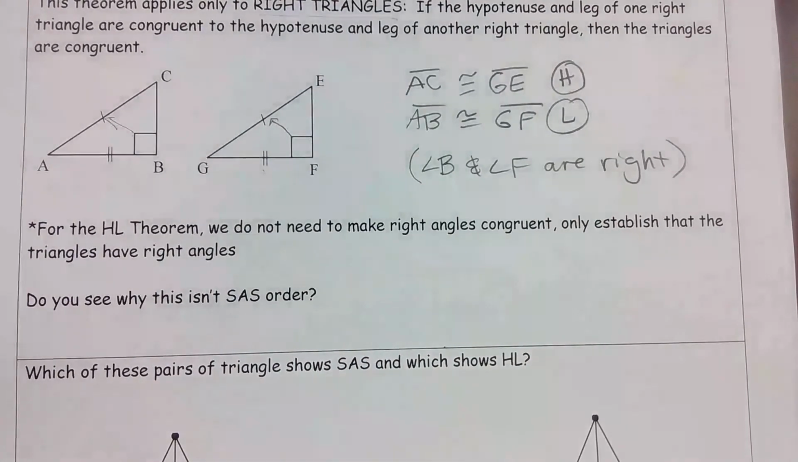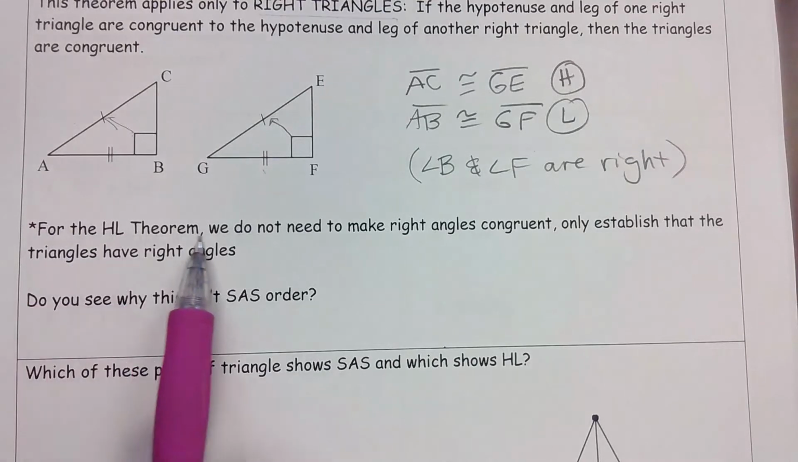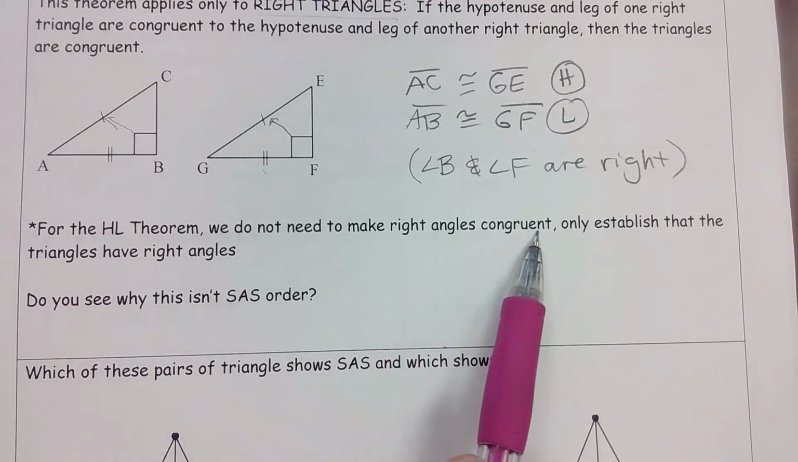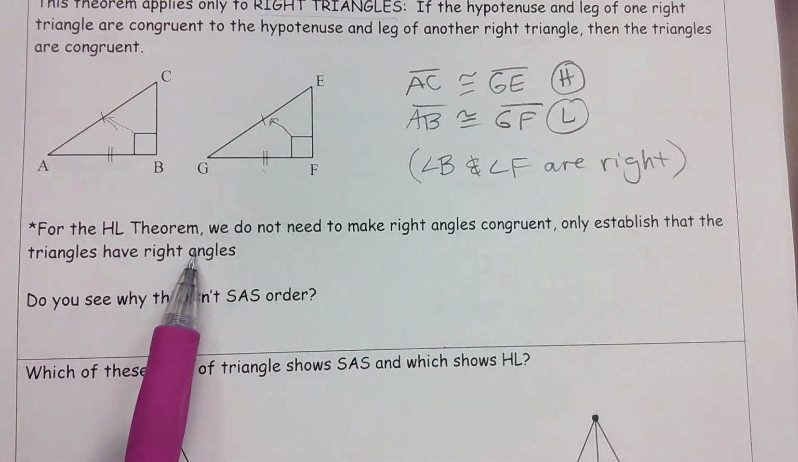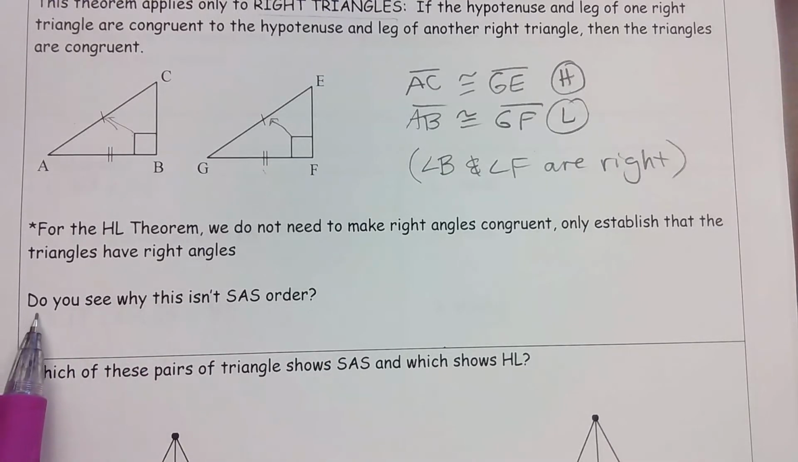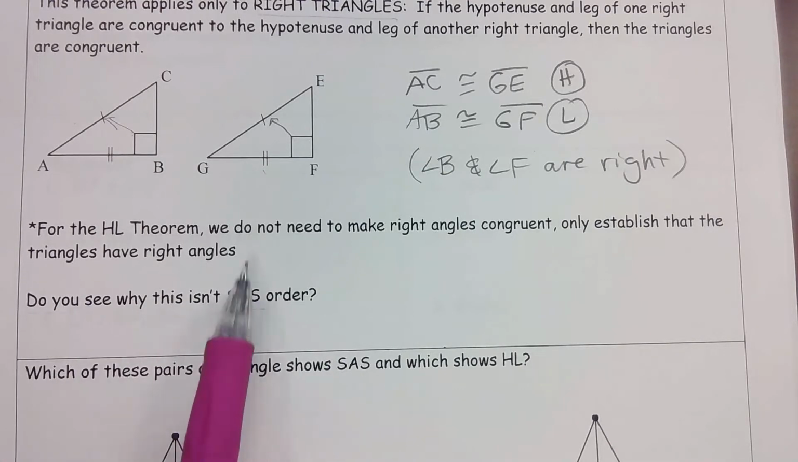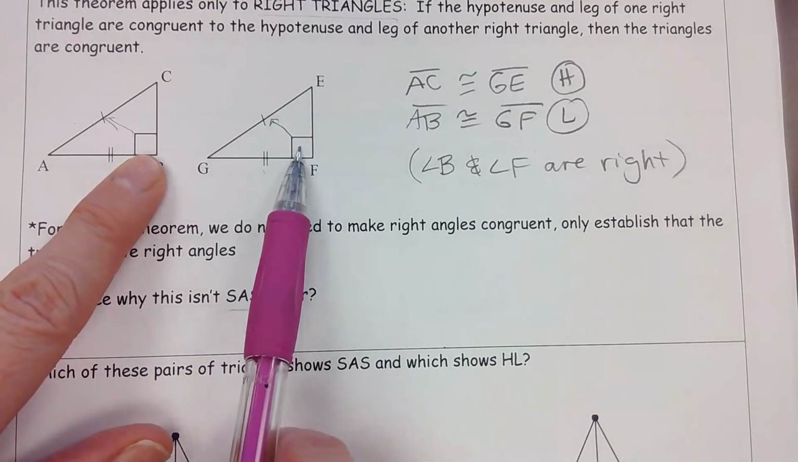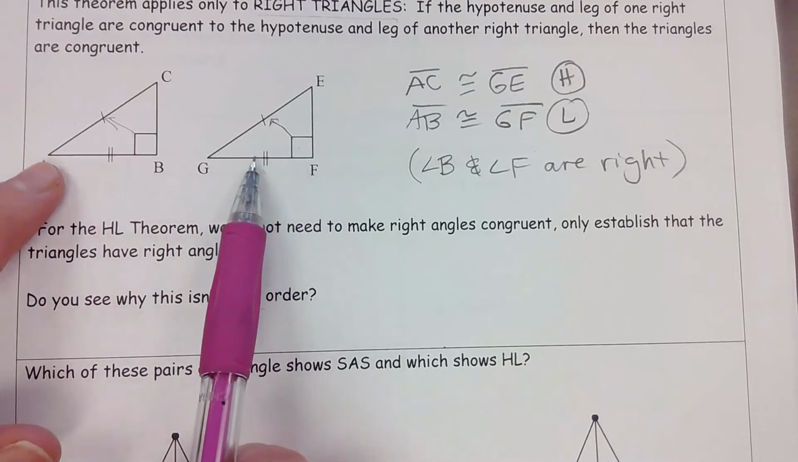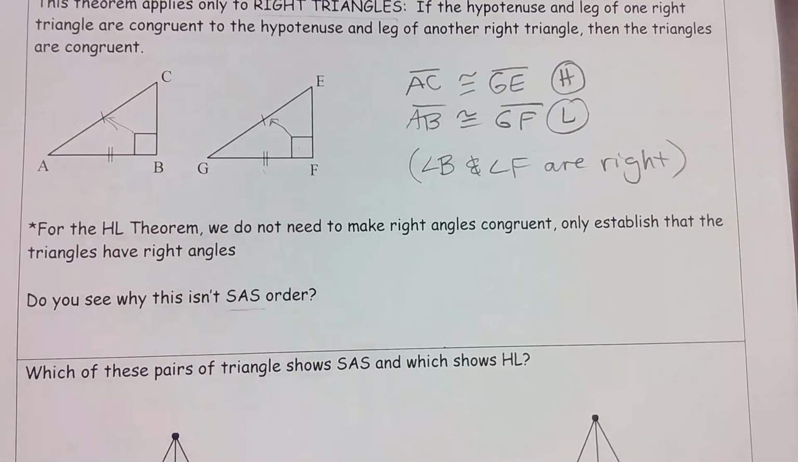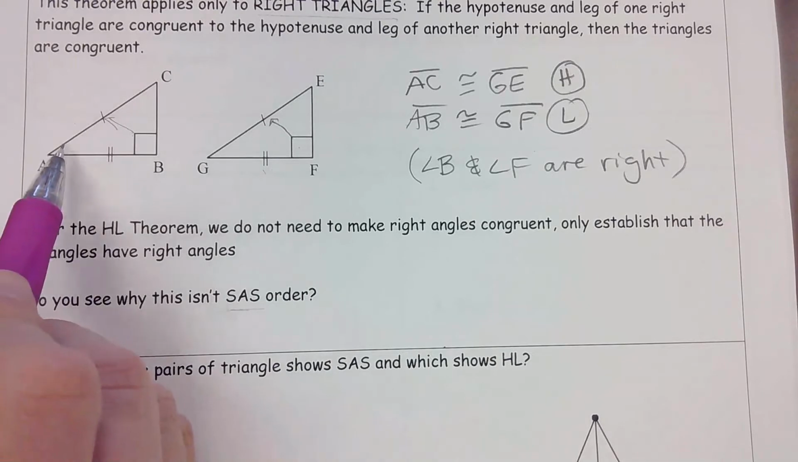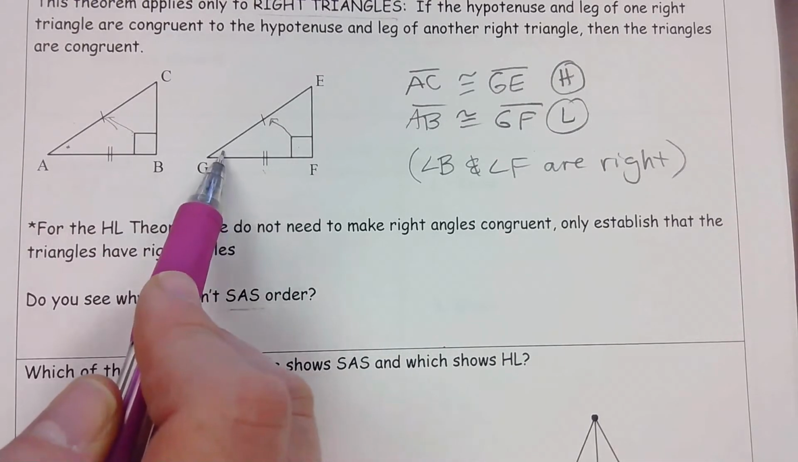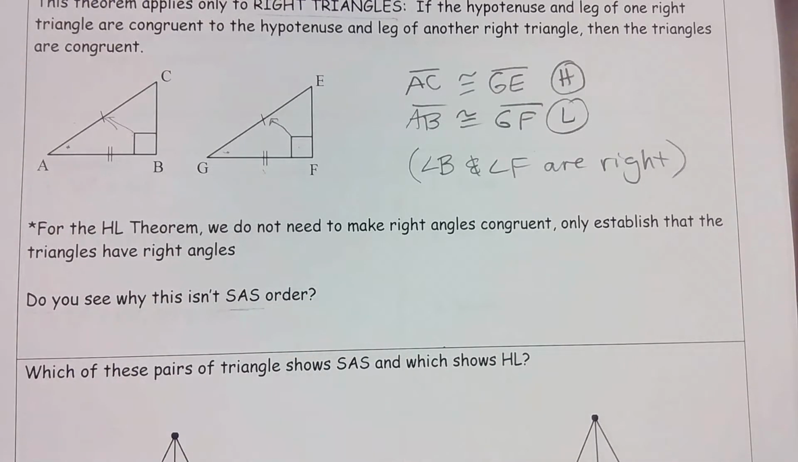For the HL theorem, we don't need to make right angles congruent. Only establish that the triangles have right angles. Okay, and do you see why this isn't inside angle side angle? If you look, the right angle is not sandwiched in between your pair of congruent sides. So that's why it's not side angle side. If it were side angle side, then you would have to know that A and G were also congruent to each other.